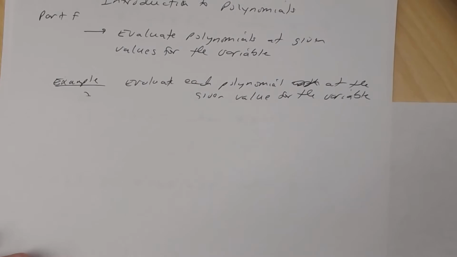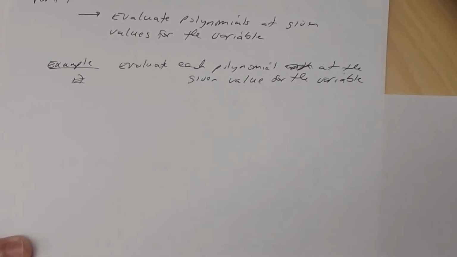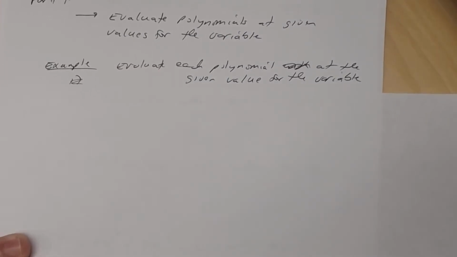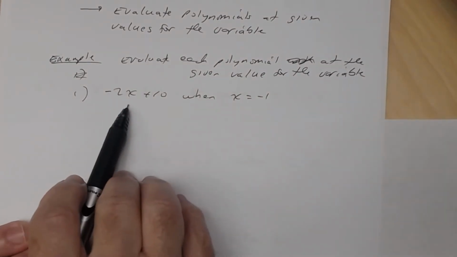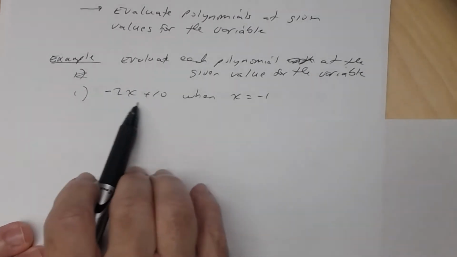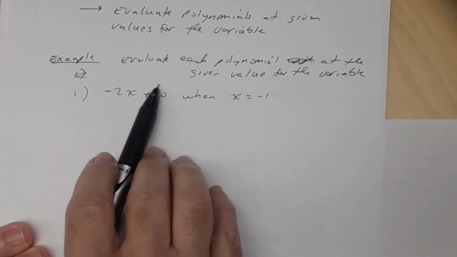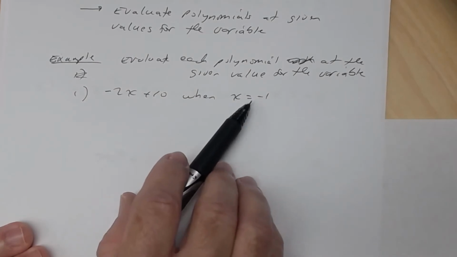All right, so let's look at this example. It's a very easy section. It's not difficult. So we're going to evaluate each polynomial at the given value for the variable. All right, so number one. Here's our polynomial, negative 2x plus 10, and I want to know, what is this expression equal to? What is this polynomial equal to when x is negative 1?